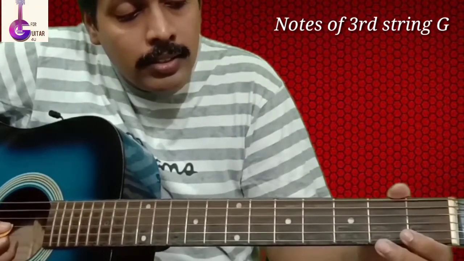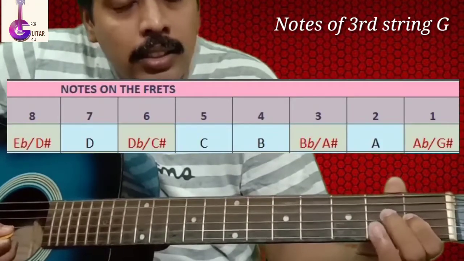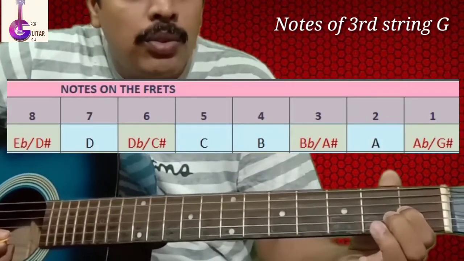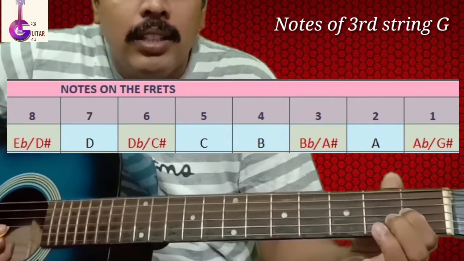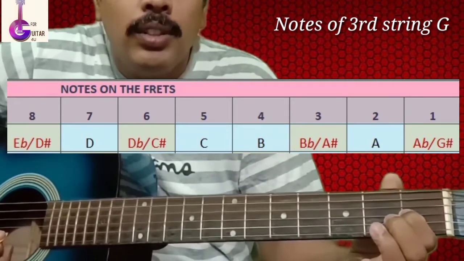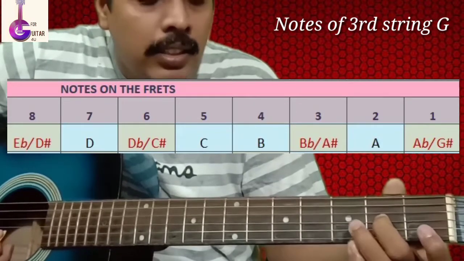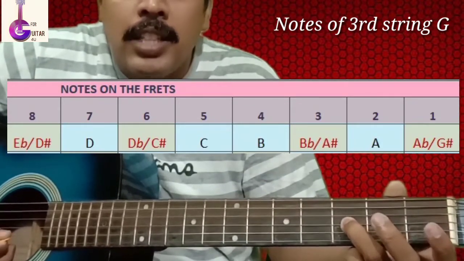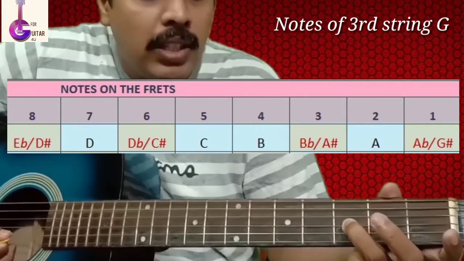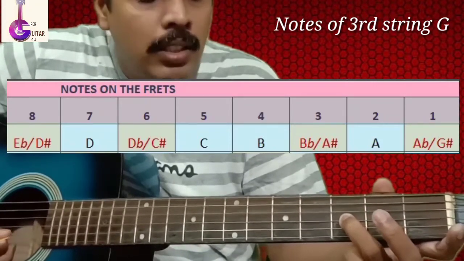Okay. In the third string, first fret is G sharp. G sharp is also called A flat. Next is A. Second fret is A. Third fret is A sharp. A sharp is also called B flat.